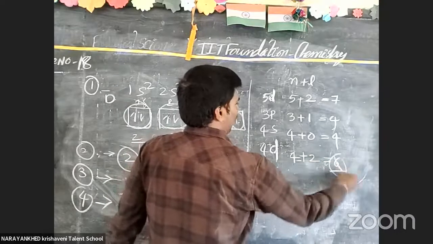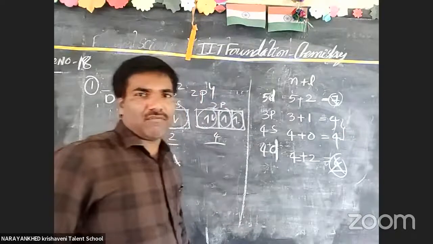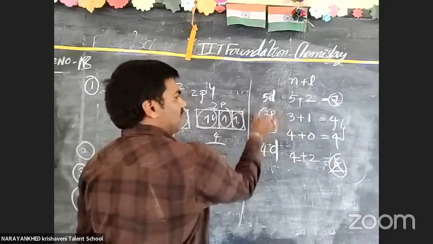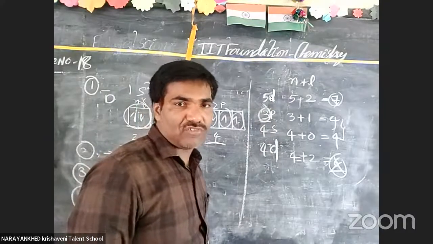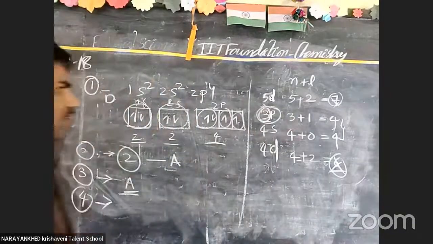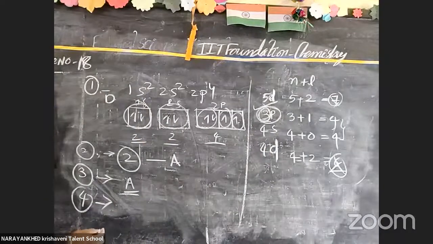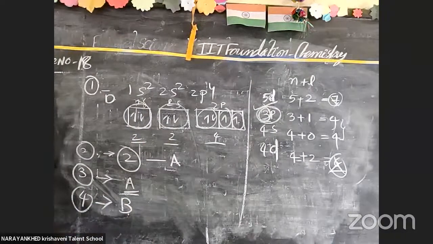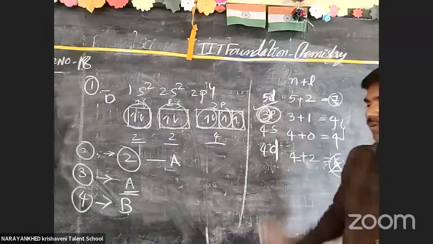There is no doubt about these two, but there are two with the same n plus l value. When two orbitals have the same n plus l value, the one with the lower n value is treated as the lowest energy. That's why the 3p orbital is the lowest energy level. Now this is the answer. The fourth answer is B. If you want this explanation, write it down.